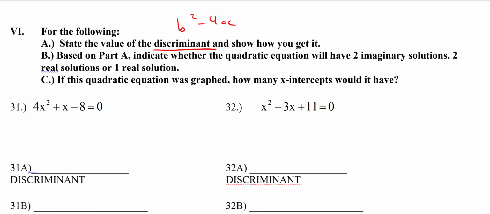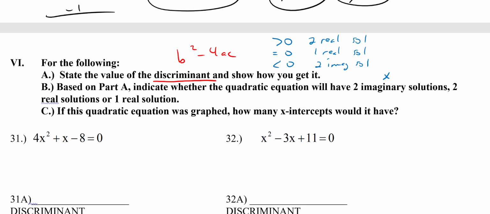So basically you have three possibilities. If it is greater than 0, which means it's positive, you have 2 real solutions. Okay, if it's equal to 0, you have 1 real solution. And if it's less than 0, you have 2 imaginary solutions. Okay, and basically, let's talk about x-intercepts too.